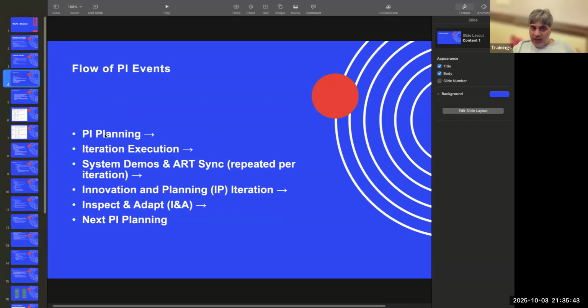You participate in PI planning. Once PI planning is done, then you have the stories with you. Then you do the grooming. Then you do the sprint planning. Then you do the daily stand-ups. Then you do the iteration review or sprint review. Then you do the iteration retrospective. Then after all your iteration activities are done, you go to the system demo. And you also go to the Scrum of Scrums.